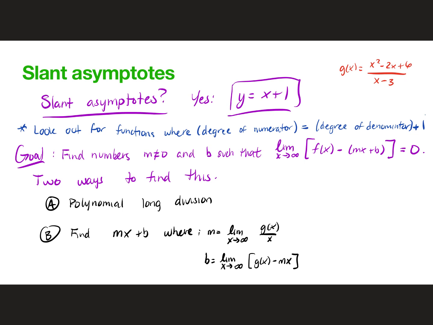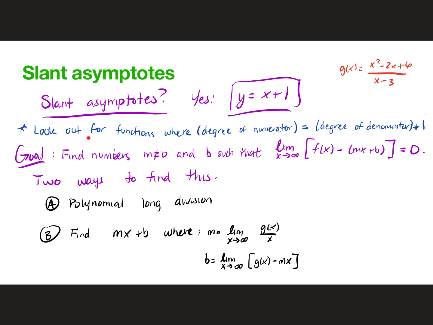And are there slant asymptotes? Turns out yes. We'll see that the slant asymptote for this graph is y equals x plus 1. So how do we know when to look out for slant asymptotes? If we know that our function goes off to positive or negative infinity as x goes to positive or negative infinity, there is a chance that we have a slant asymptote.